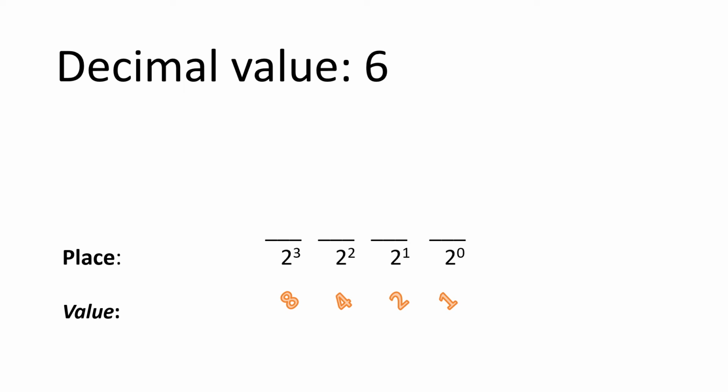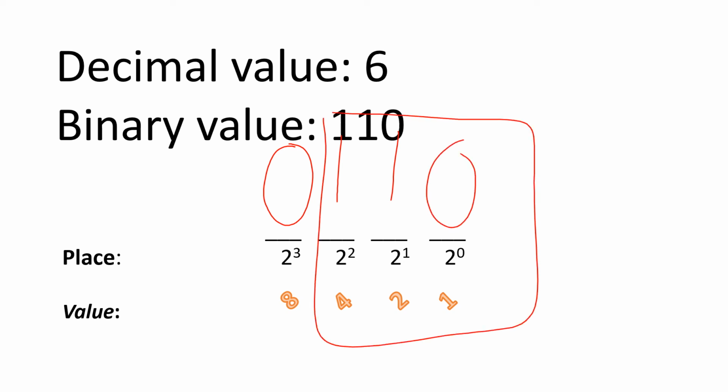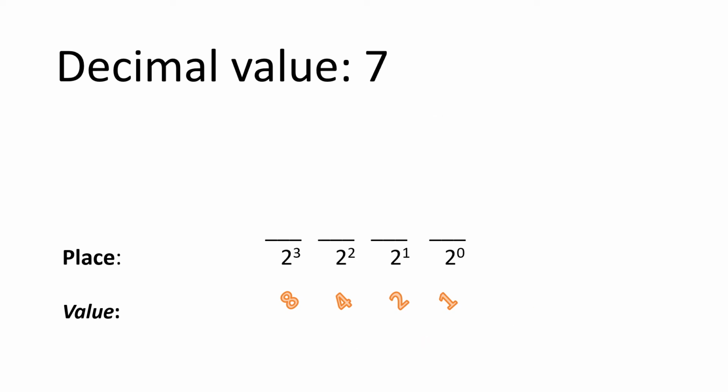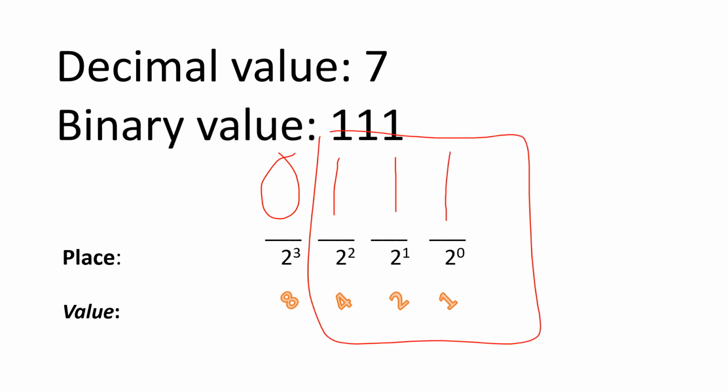Okay, 6. 0 8's. There's a 1 4 and a 1 2. 1 1 0. All right, moving on to 7. There's 0 8's. There's 1 4, 1 2, and 1 1. So 1 1 1 is equal to 7. There's a 1 in the 4's, 1 in the 2's, 1 in the 1's.